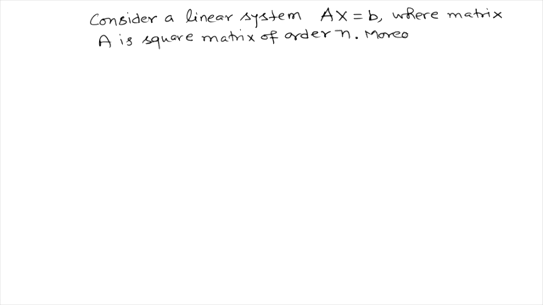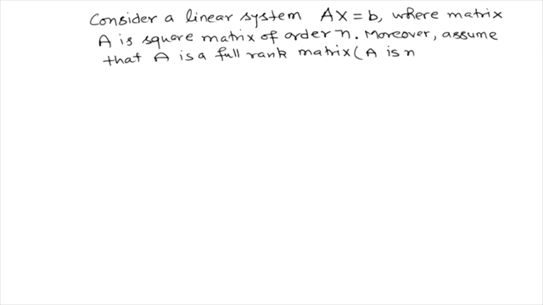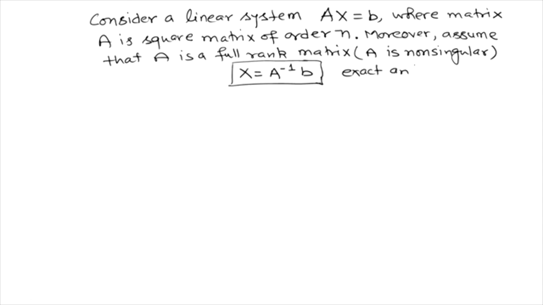Moreover, assume that A is a full rank matrix, meaning the rank of A is n, or in other words, A is non-singular. Since A is non-singular, A inverse exists, and the solution of this system can be written as x equals A inverse into b, and this solution will be the exact and unique solution to this linear system. This is my first case.